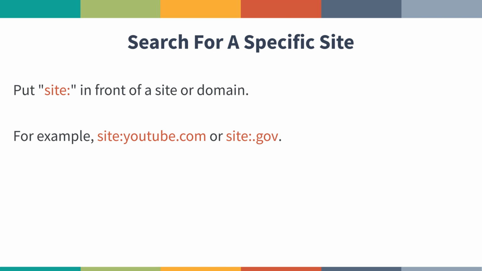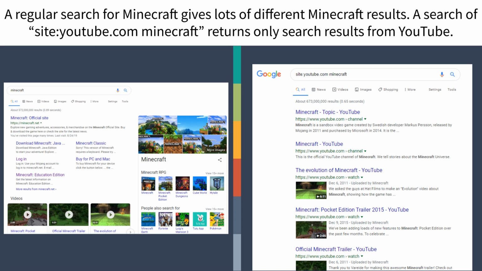Using the word site with a colon will help students find a specific site. So if you wanted information from a direct site, say they wanted Minecraft videos. If they just type Minecraft into Google, these are the results they'll get on the left there. It's a whole bunch of stuff about Minecraft. If they want to find just videos from YouTube about Minecraft, they can type in site:youtube.com space Minecraft, and now all the results they're going to get are just from YouTube.